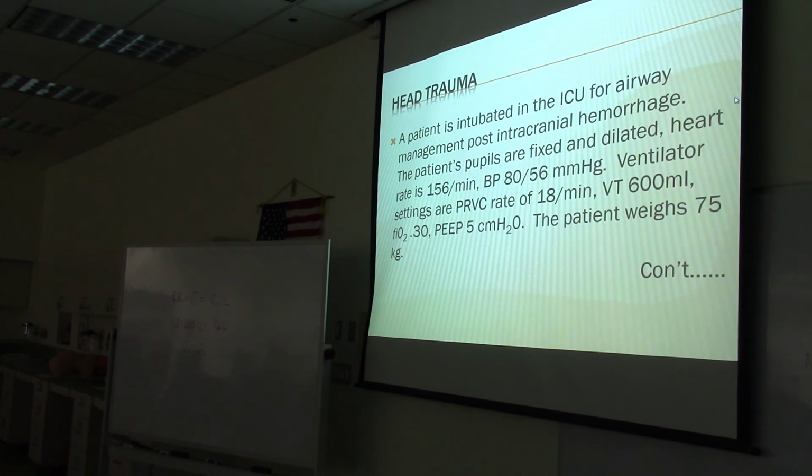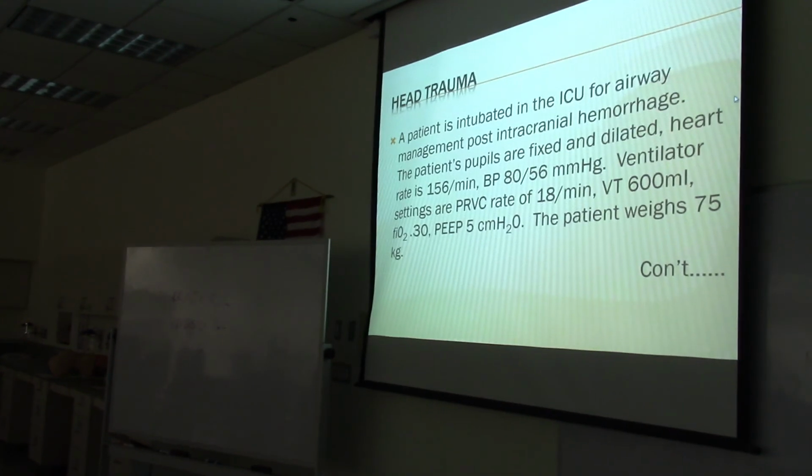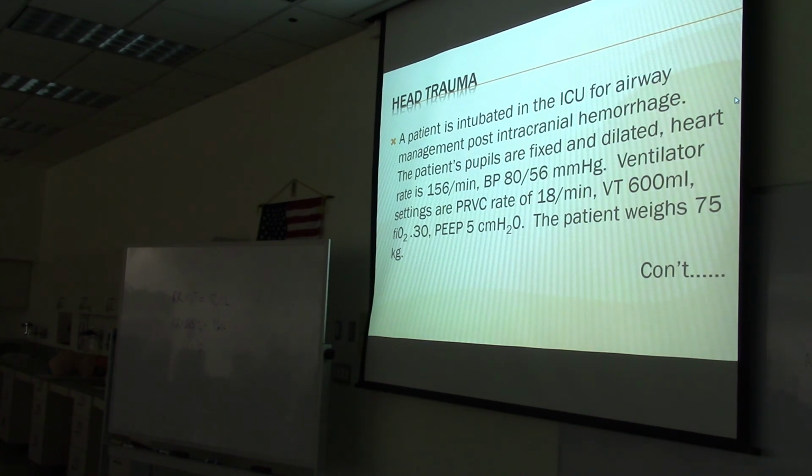A patient is intubated in the ICU for airway management post-intracranial hemorrhage. The patient's pupils are fixed and dilated. The heart rate is 156 per minute. Blood pressure, 80/56. Ventilator settings, PRVC. The rate is 18 per minute. Tidal volume 600 mL. FiO2 0.3, PEEP is 5. Patient weighs 75 kilograms.